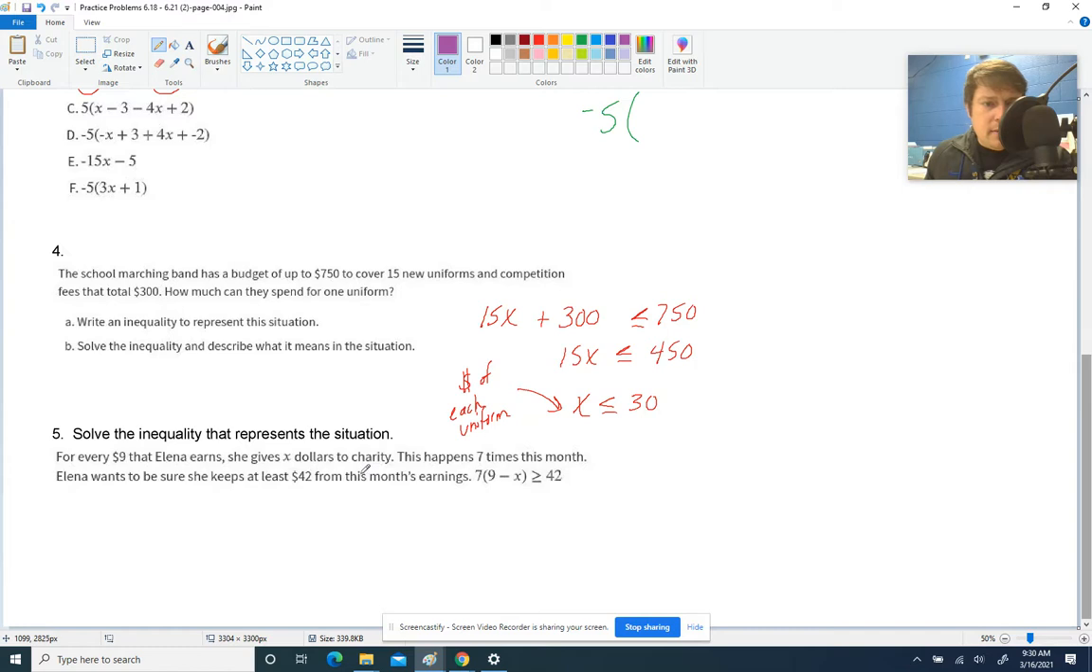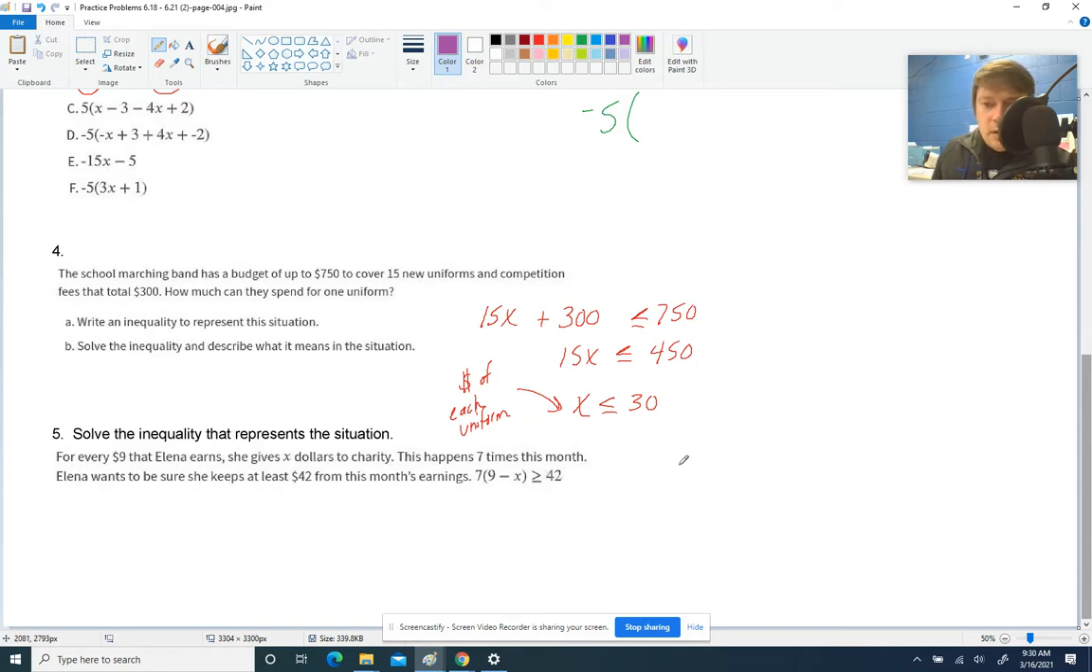Number 5, solve the inequality that represents the situation. For every $9 that Elena earns, she gives x dollars to charity. This happens 7 times this month. Elena wants to be sure to keep at least $42 from this month's earnings. So she wants to stay over 42. 7 times, she's going to take money away. Every $9, take away a little bit for charity. 7 times. So this setup represents that scenario.